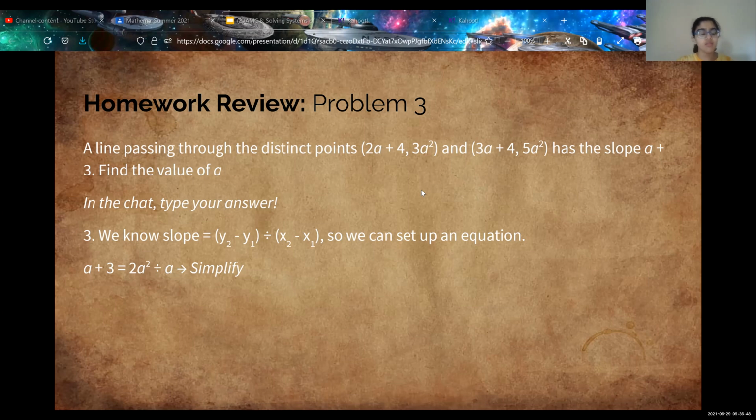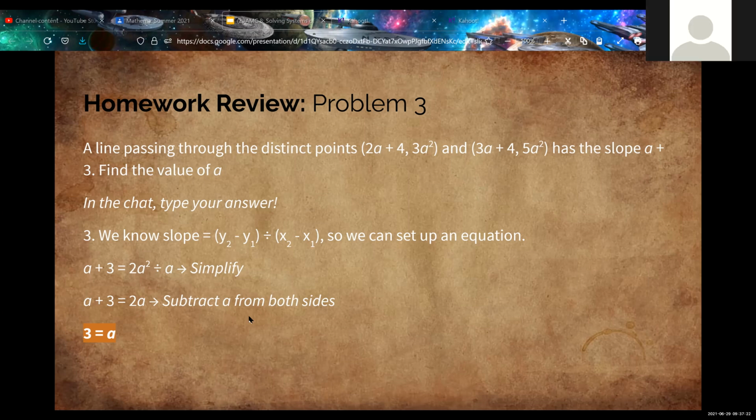Now when we simplify it, we get a plus 3 equals 2a. Now we can just subtract a from both sides, and we get 3 is equal to a, meaning that a is equal to 3. So you shouldn't have had to use a calculator to solve it. These are just one variable equations, and in algebra you will be solving one variable equations a lot.